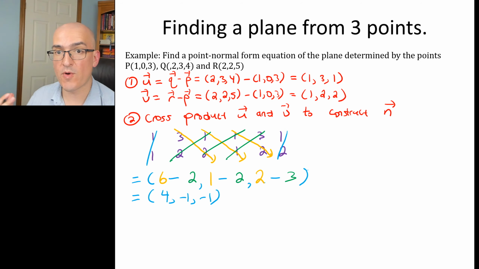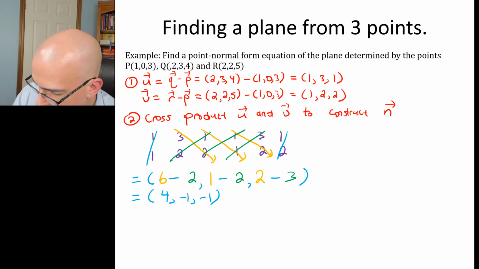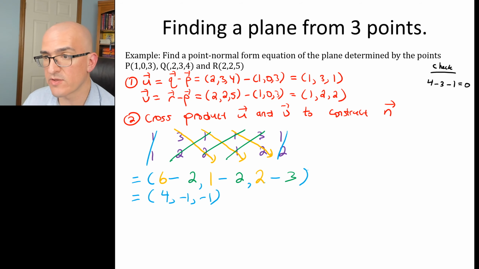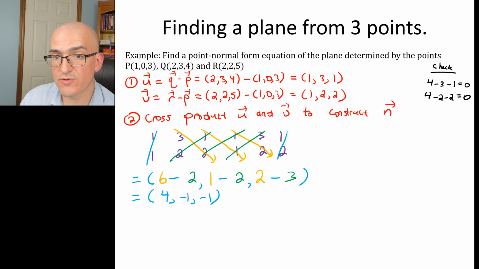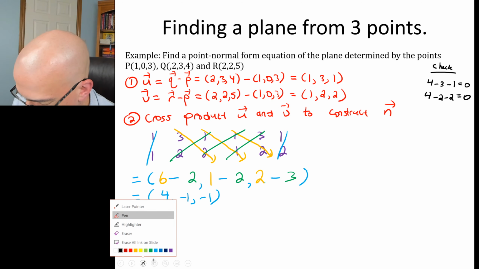And I'm going to do a quick check to make sure the cross product was done correctly. I'm going to take the dot of u cross v with u and v separately. So I'll do that really quick off to the side. This is just my check. So 4 minus 3 minus 1 equals 0. So that was (4, -1, -1) dotted with (1, 3, 1). Now I'm going to do (4, -1, -1) dotted with (1, 2, 2). So 4 minus 2 minus 2 equals 0. That's also true. So the cross product was done correctly. So that gives us our n.